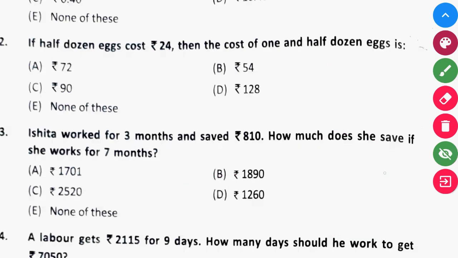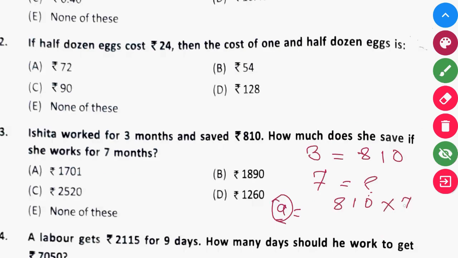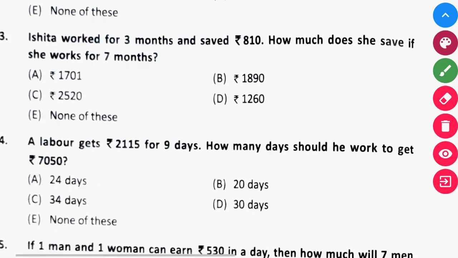Now the other method to calculate the same problem: 3 months saving is 810 rupees. So 7 months saving is equal to how many rupees? So what you will do is, suppose A is the saving of 7 months. So 810 multiplied by 7 divided by 3. Again, you are here going to calculate the 1 month and then multiply it with the 7. So your answer will be 1890, that is B, which we had calculated already.